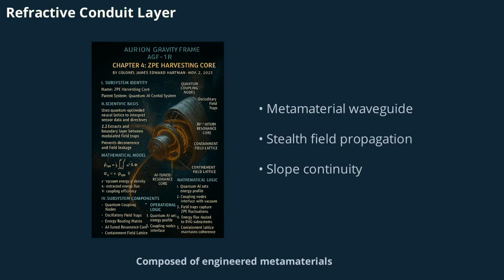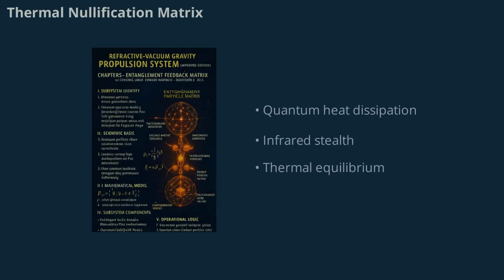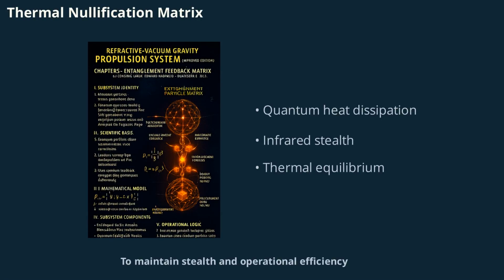Composed of engineered materials, this layer ensures that the refractive slope remains continuous, preserving field integrity and enabling stealth operation. The conduit mesh routing nodes and coherent stabilizers work together to guide field vectors without loss or decoherence, making this subsystem vital for both performance and survivability. To maintain stealth and operational efficiency, the thermal nullification matrix absorbs and redirects heat generated by RVG operations.